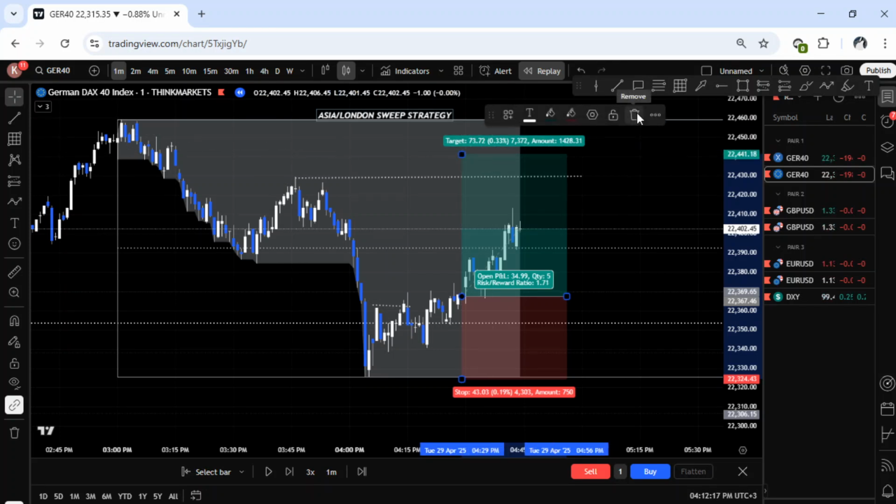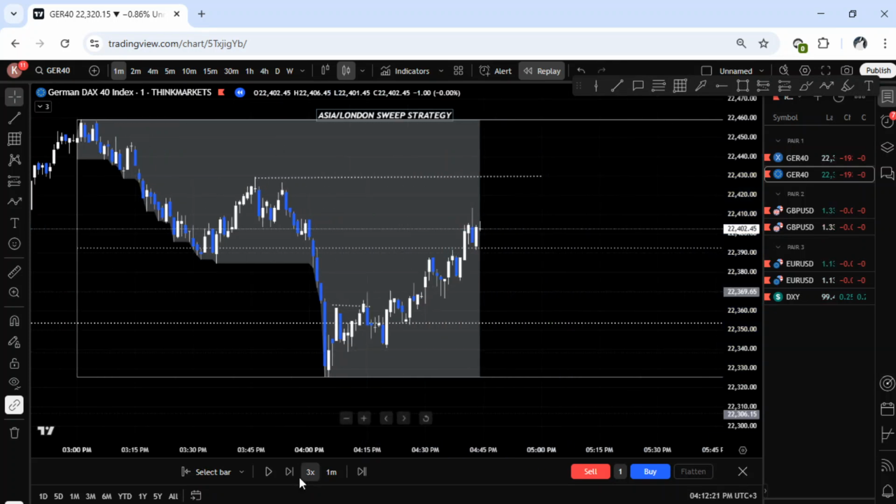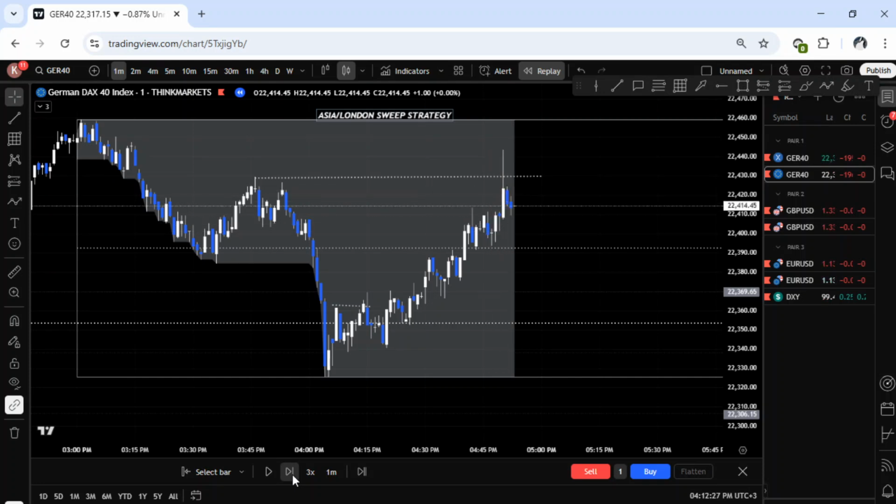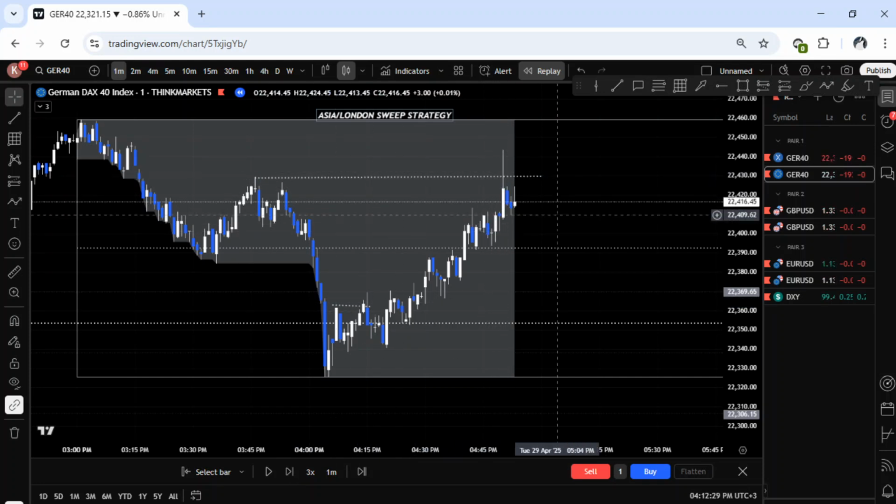Without any of them, we don't take trades. So I waited for this change of character, and then I saw this liquidation. I wasn't that much interested because I wanted this thing to close above here. So with that, I just left the market.